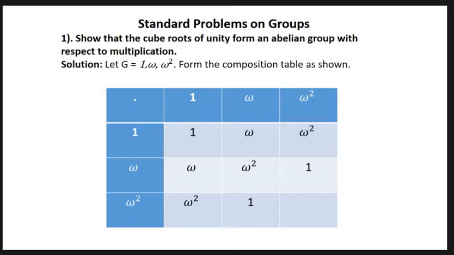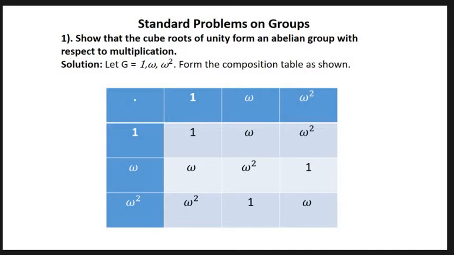In the cube roots of unity, ω³ is represented by 1, and next ω² into ω is also ω³. So we have filled this column also. Now the last element is ω² into ω², which is equal to ω⁴. ω⁴ is ω³ into ω. So ω³ is equal to 1. Therefore ω⁴ is represented as ω.